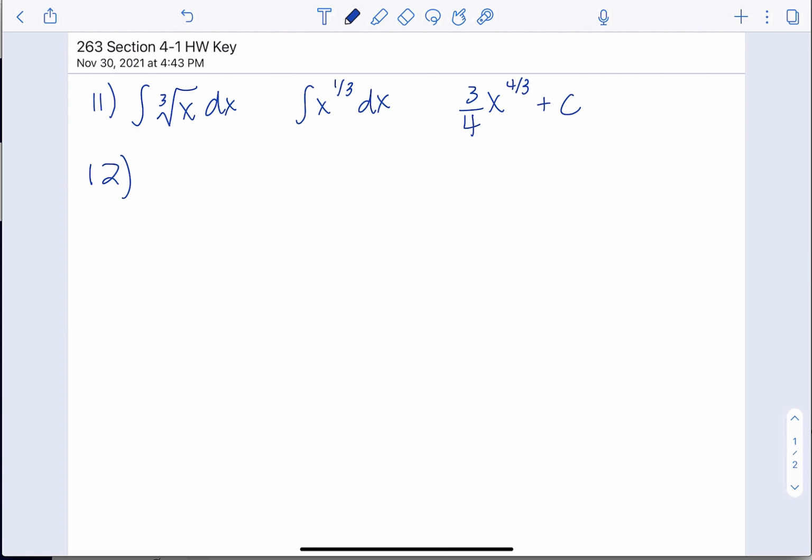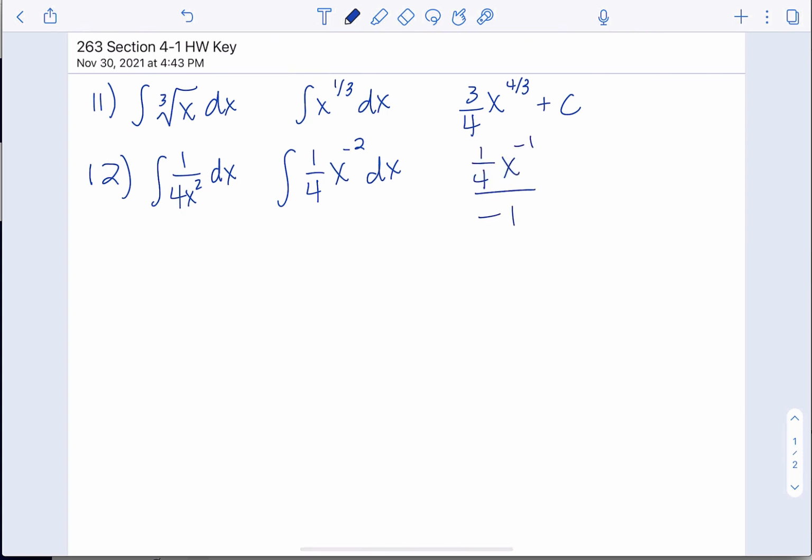All right, let's do number 12, where we have 1 over 4x squared dx. On this one, you'll have the 1/4. Only the x will come up to the -2. So that's how we would rewrite this one. Then when we integrate this, we have 1/4, and this will be x to the -1, and we do need to divide by -1. And so this becomes -1/4 x to the -1 plus c, or the best way to write this is -1 over 4x plus c.